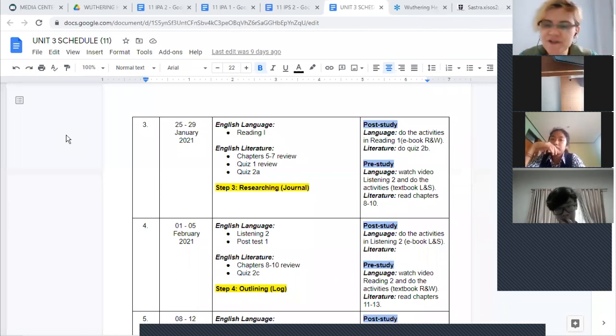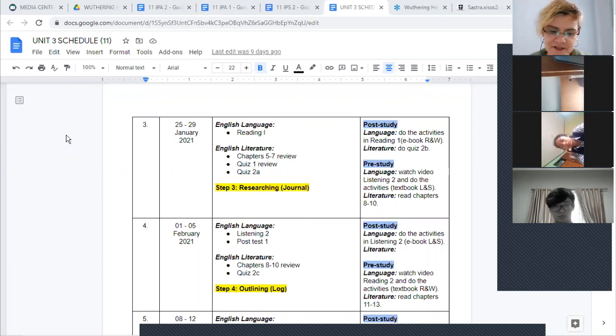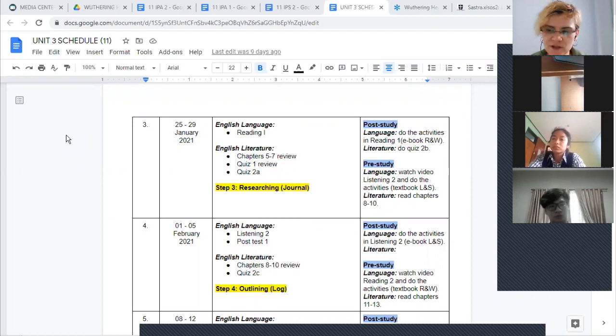So you individually have to do the post test, yeah? Post test 1 for listening and speaking. Please do that one ASAP, yeah? And submit it. And please do not forget, according to your schedule, this week you have to do the activities in your ebook for listening and speaking, Unit 3, Listening 2. So make sure that you do that as well this week. And don't forget your pre-study, watching the video and doing the activities in your textbook.